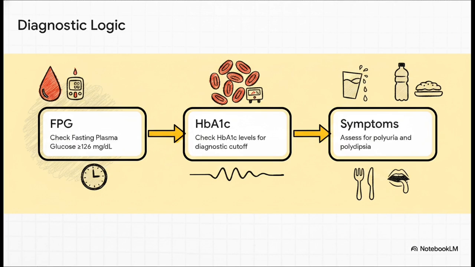Next, you check the HbA1c. And finally, always assess for the classical clinical triad: polyuria, polydipsia, and polyphagia. If your patient is constantly urinating, extremely thirsty, intensely hungry, and they have a random glucose of 200 or higher, well, you've got your diagnosis right there.